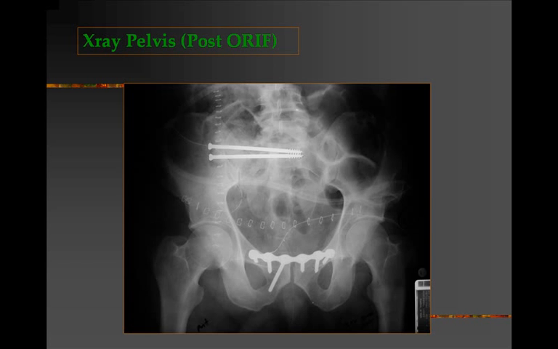Such types of pelvic fractures need open reduction and internal fixation with plates and screws, such as seen here. These screws fix the sacroiliac joint, and this plate and screws fix the superior pubic ramus and the pubic symphysis.